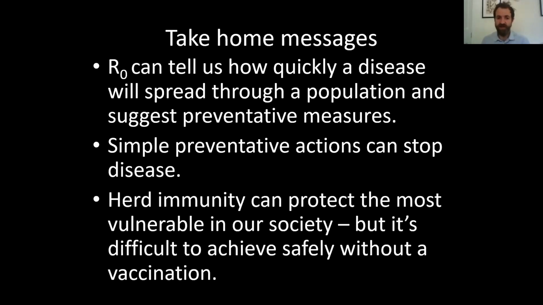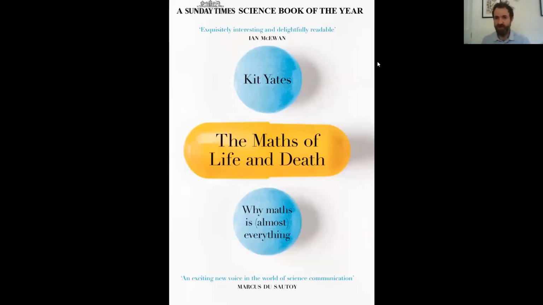And then finally, this really mathematical concept of herd immunity. If you can vaccinate enough people in the population, then you can protect people in our society who can't have those vaccinations. That's a really important mathematical concept which comes out of all of these models. And I'll just finish by saying, if you do want to find out more about any of these concepts and go a bit more deeply, then you can find it in this book.